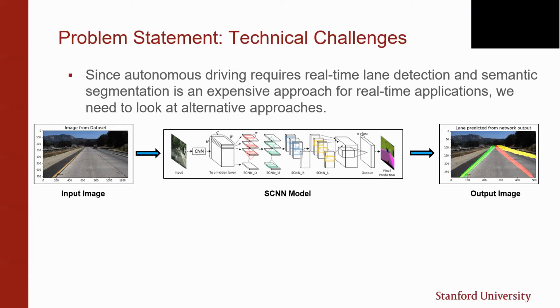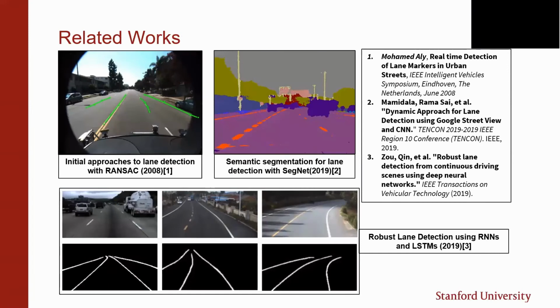So for our project, we chose one of those approaches for lane detection. Our model takes in an input of an image and produces an output with the predicted lanes. Some of the related work that is done in lane detection started with using RANSAC, that is a clustering algorithm, followed by semantic segmentation, and quite recently using RNNs and LSTMs. RNNs allow the power of using sequential information to predict the next outcome, which is very useful in a task like lane detection where real-time data has to be processed.